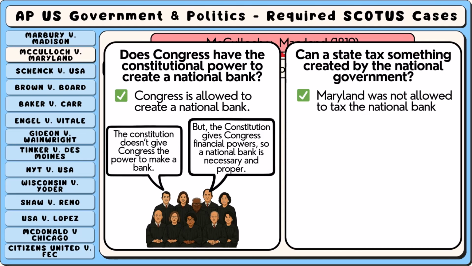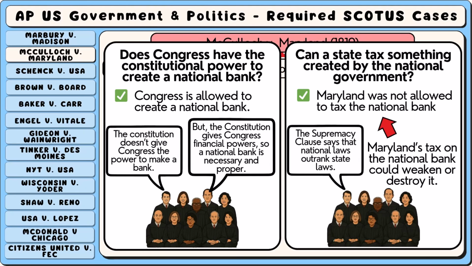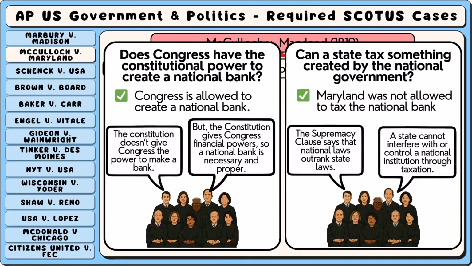Second, the court said that Maryland was not allowed to tax the national bank. To explain this, the justices used the Supremacy Clause, which says that national laws outrank state laws when the two conflict. If Maryland could tax the national bank, it could weaken or destroy something created by the national government. So, the court ruled that a state cannot interfere with or control a national institution through taxation.